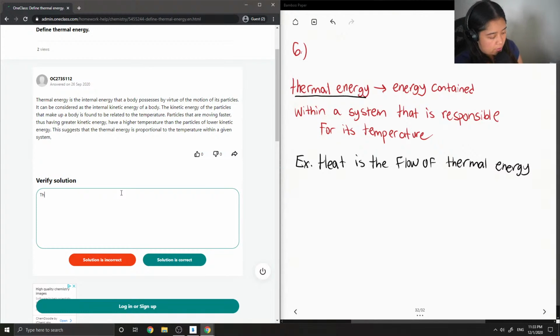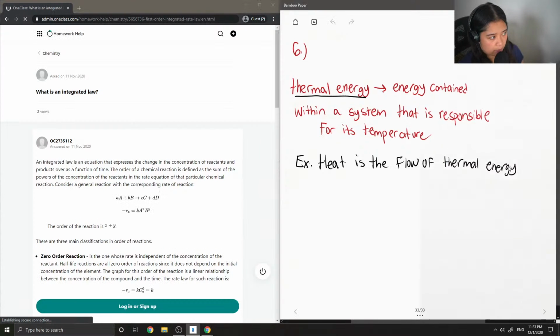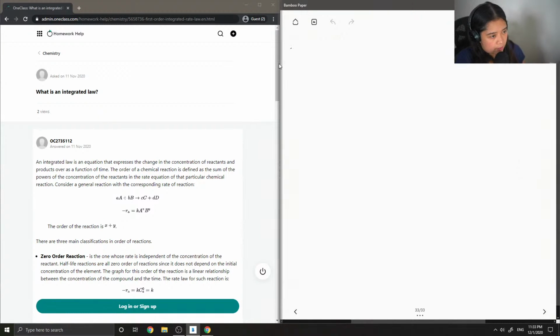Yep, so this solution is correct. Okay, so on to question number 7. What is an integrated law? So this can also be worded as an integrated rate law.